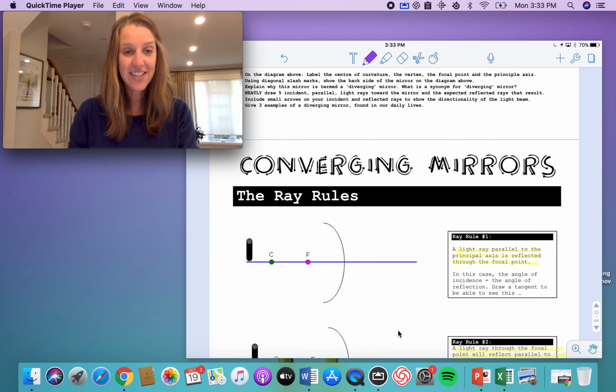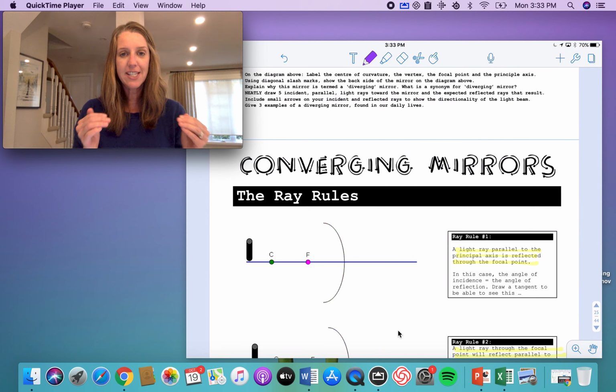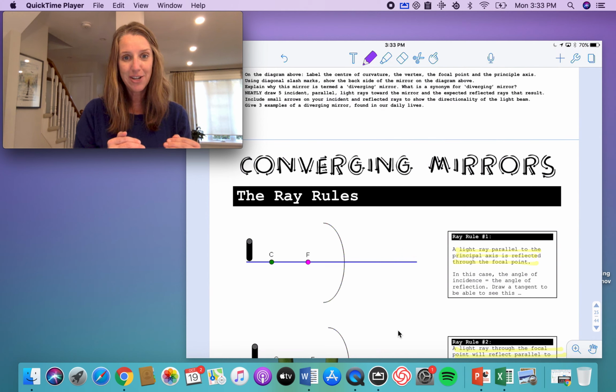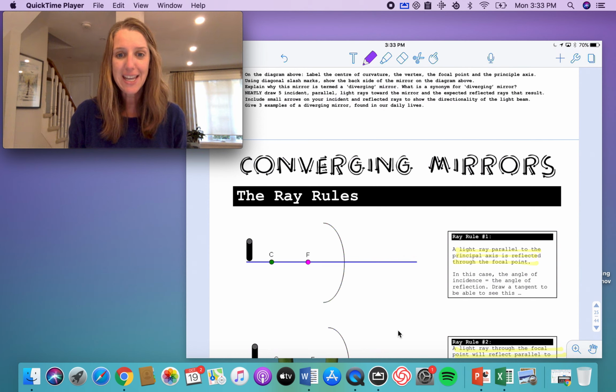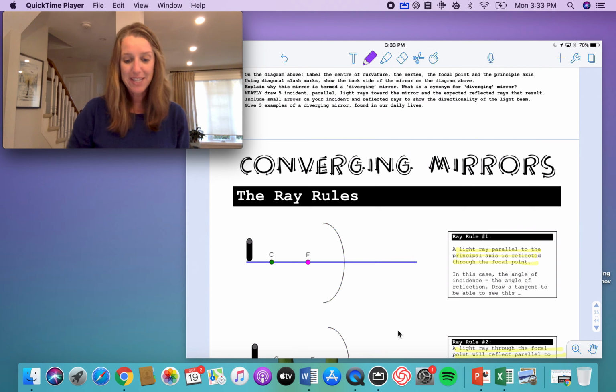Hi, grade 10s. This is our second part for the lesson for today. And here's where we're going to take the rules for converging mirrors and diverging mirrors, the ray rules, and I'm going to show you how you can figure out where the image is and then be able to describe that image. Remember how we described images using that acronym SALT? Same thing is going to happen here, okay?